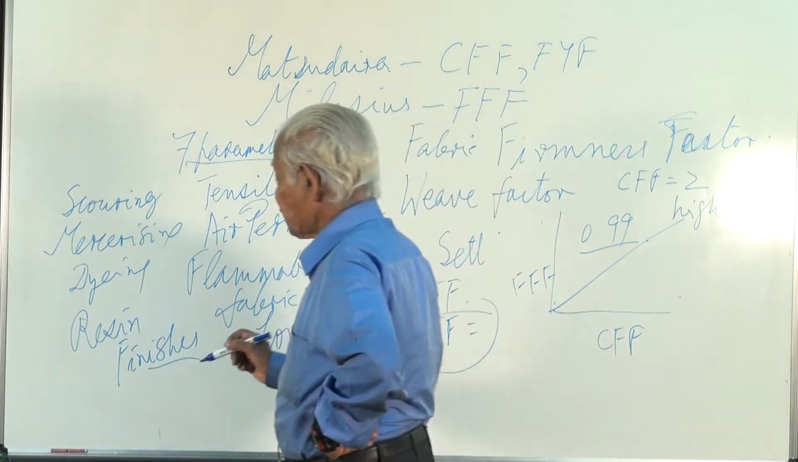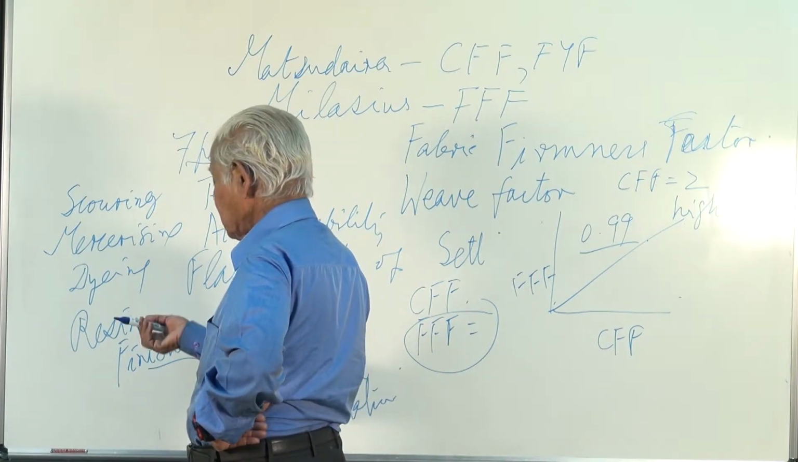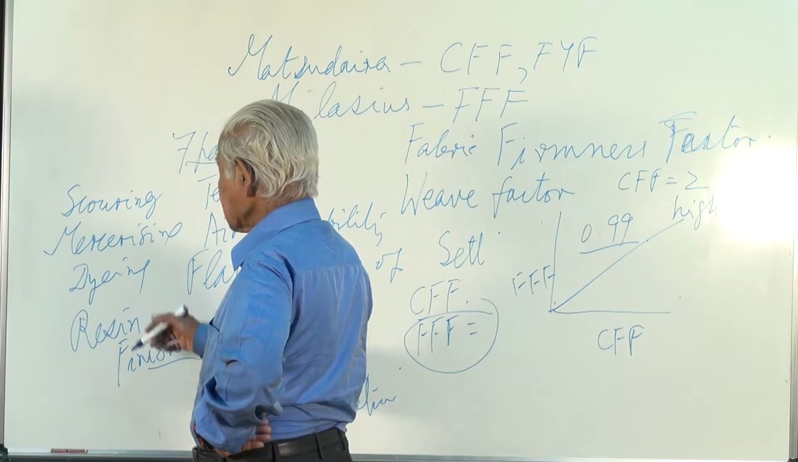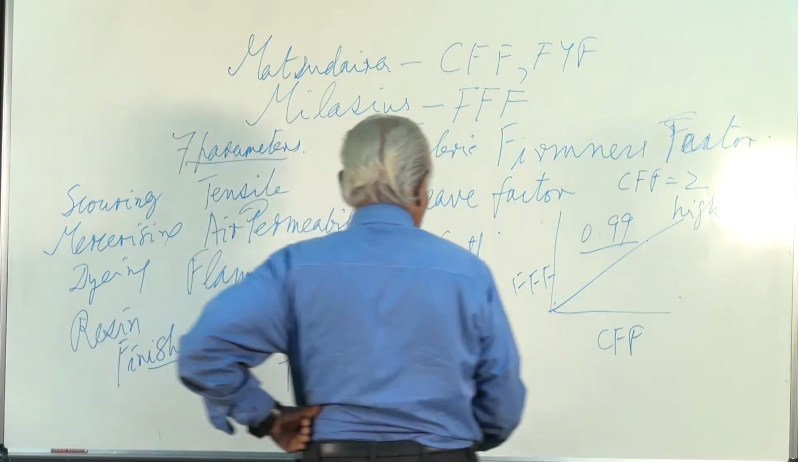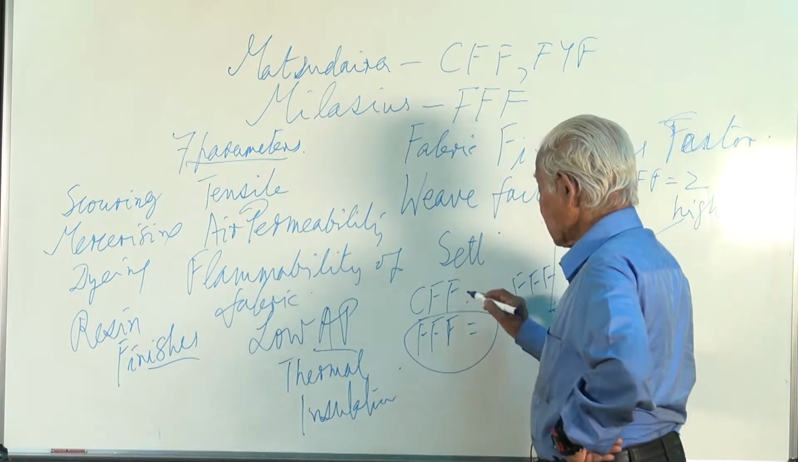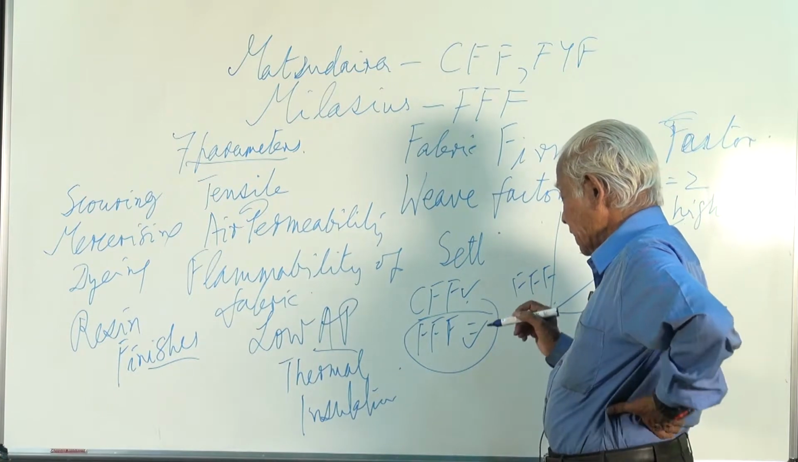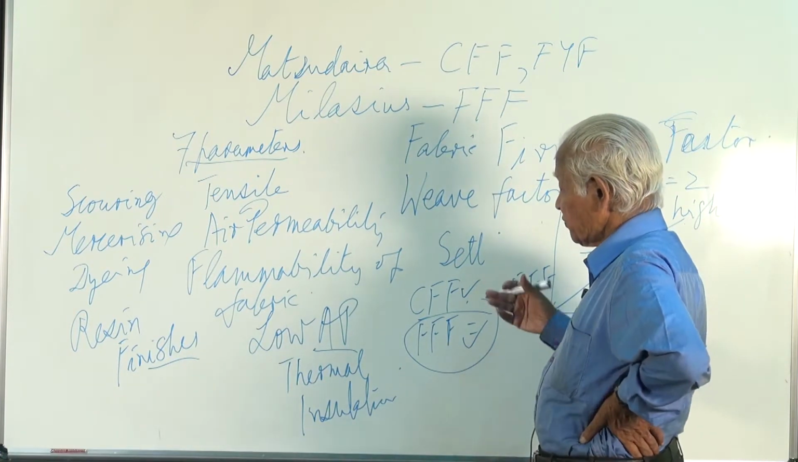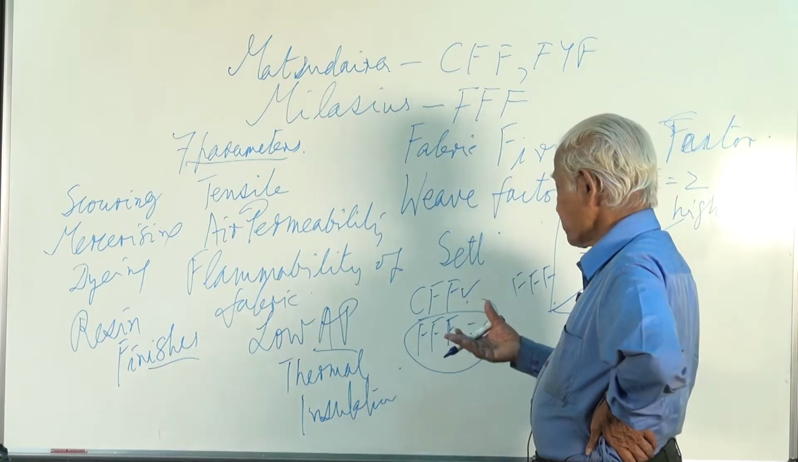So if for a fabric CFF is determined before bleaching and after bleaching, the values will be different. So also after resin finishing, the values will be different. So most of the wet processing treatments have got a very significant effect on CFF and FFF, and bearing these points in mind, any correlation between the weave structures and the mechanical properties should be attempted.